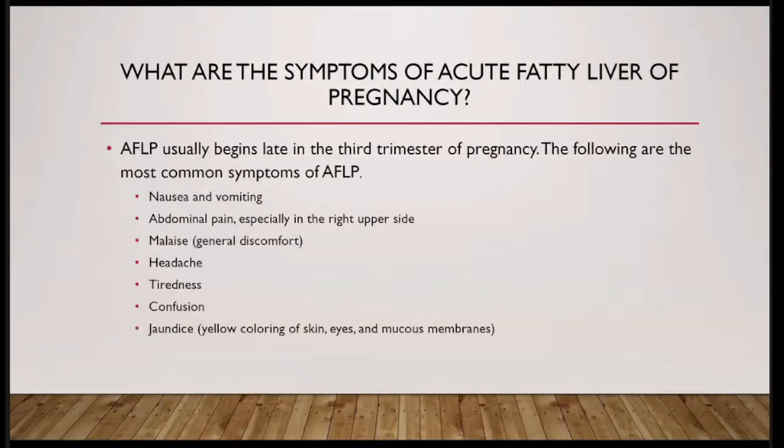So what are some of the symptoms? Again, we said this begins late, in the third trimester. The patient has nausea and vomiting, right upper quadrant abdominal pain, malaise, headache, tiredness, confusion, and jaundice. Those things would be some clues for us to start looking into whether or not this is in the realm of possibility. Next slide.